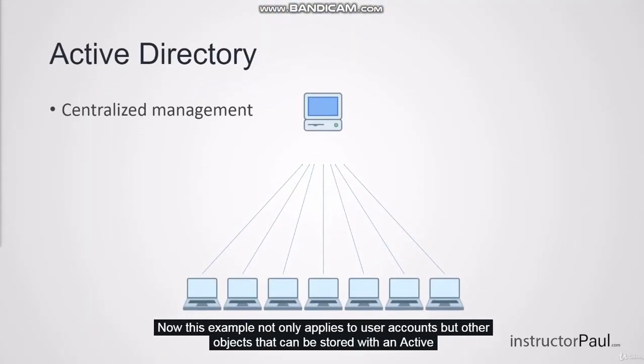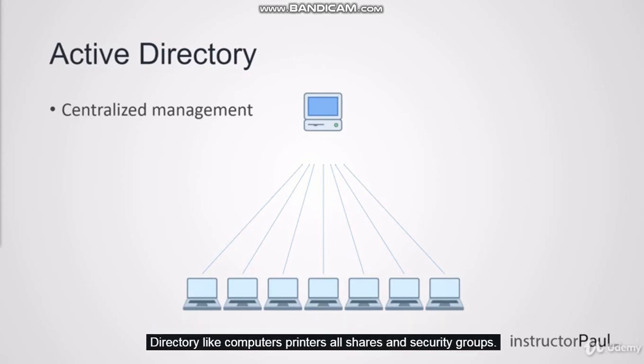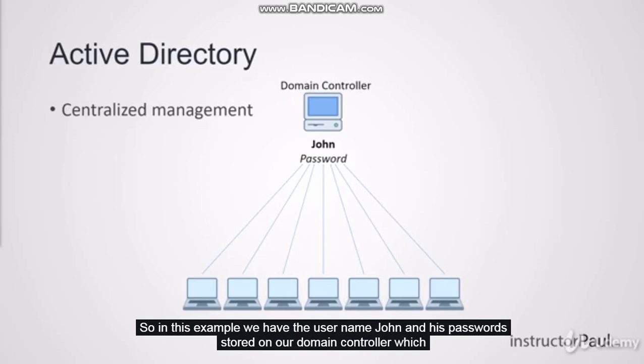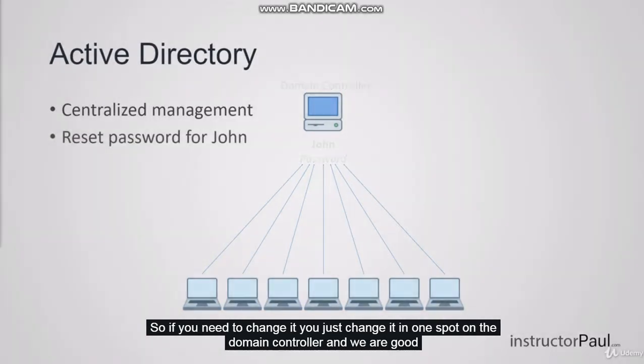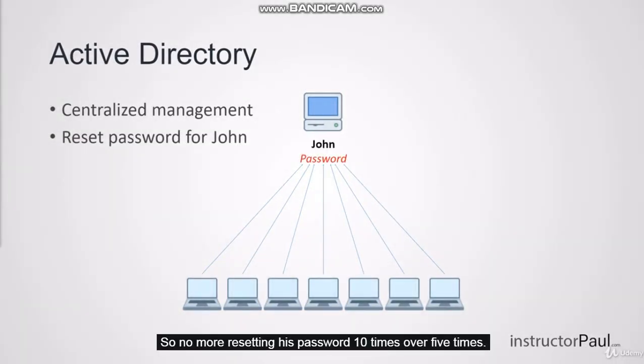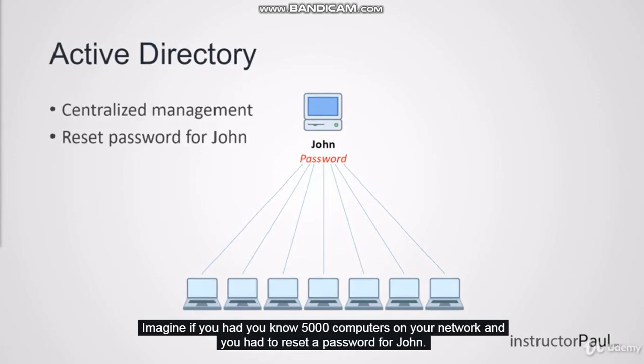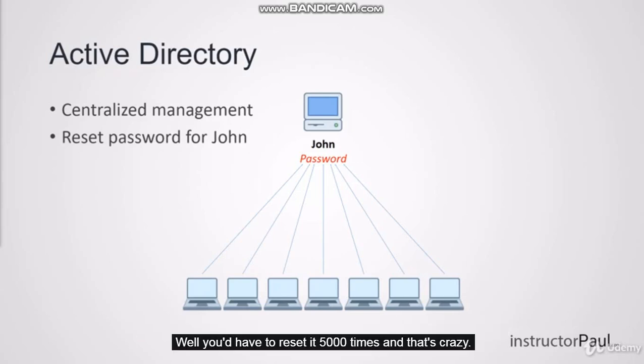Now, this example not only applies to user accounts, but other objects that can be stored within Active Directory, like computers, printers, file shares, and security groups. So in this example, we have the username John and his password stored on our domain controller, which has Active Directory, and all of those computers go to Active Directory and query the server for his password. So if you need to change it, you just change it in one spot on the domain controller, and we are good to go. No more resetting his password 10 times over or 5 times over. Imagine if you had 5,000 computers on your network and you had to reset a password for John. Well, you'd have to reset it 5,000 times, and that's crazy. A big waste of money, so we don't want to do that.